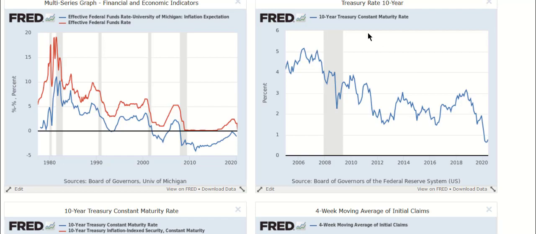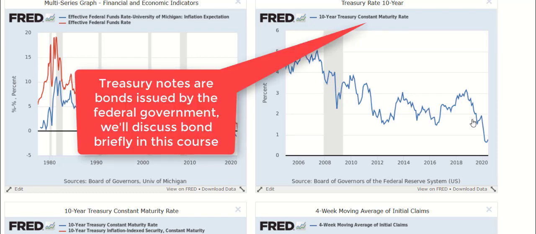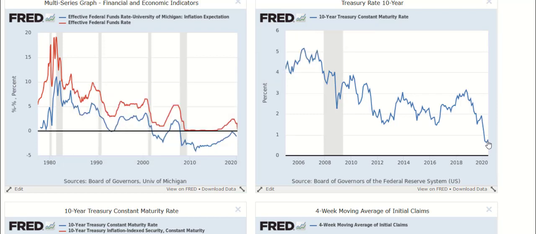Now let's look over here. Here we got the 10-year Treasury rate. It's 10-year Treasury notes, and this is the interest rate associated with it. As you can see, over the past 15 years, interest rates have come down dramatically. They've come down dramatically just recently because of the Fed flooding the economy with money. We'll talk about that in a later chapter.